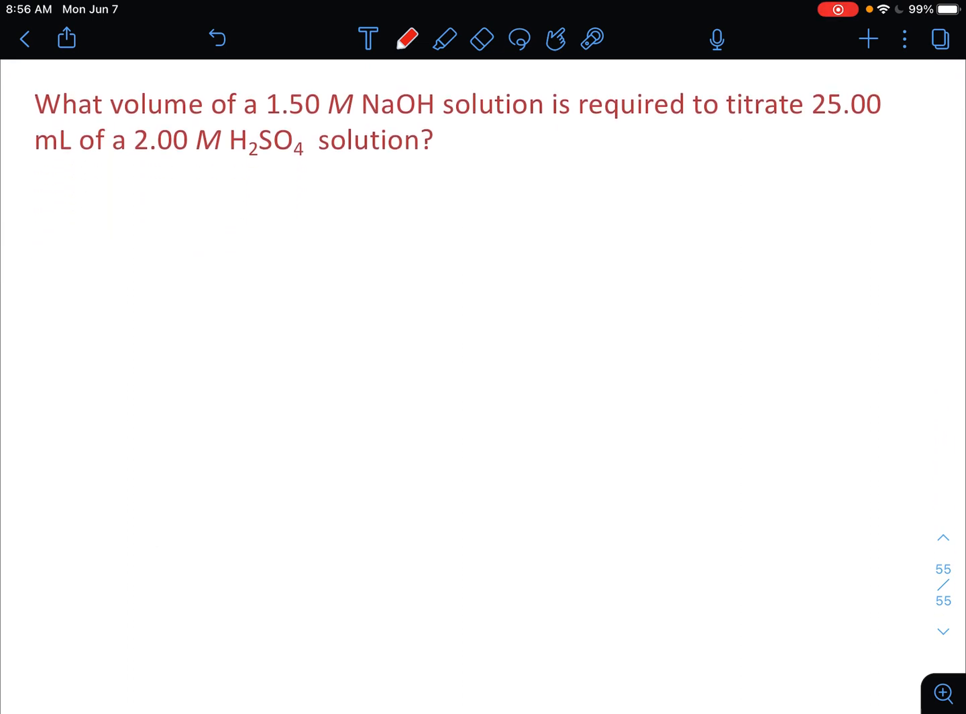Okay, what volume of a 1.50 molar sodium hydroxide solution is required to titrate 25 milliliters of a 2.00 molar sulfuric acid solution? So now what we need to be able to realize is our equation will now become sulfuric acid plus 2 sodium hydroxide, monobasic base with diprotic acid, makes 2 waters, and then the leftovers are sodium sulfate, which we're not terribly concerned with.